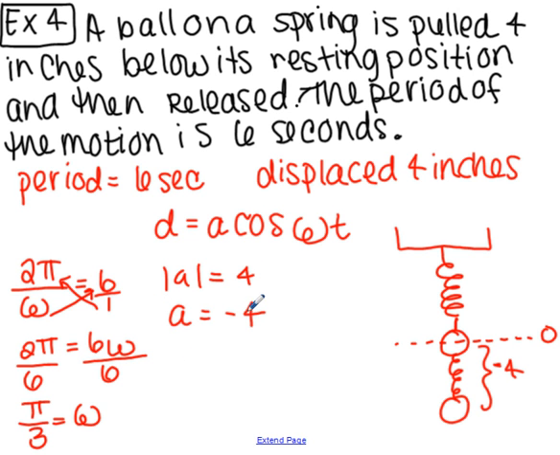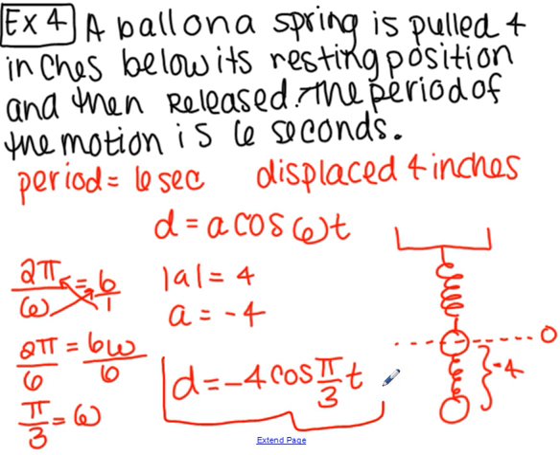I have omega, I have A, that means I have an equation. D equals A, which is negative 4, cosine. Omega, we found to be pi over 3, and then t. There is the equation for the simple harmonic motion of a ball that is pulled 4 inches below a resting point and with a period of 6 seconds.